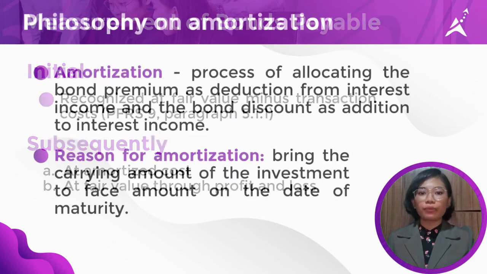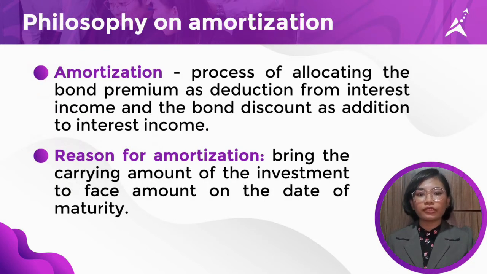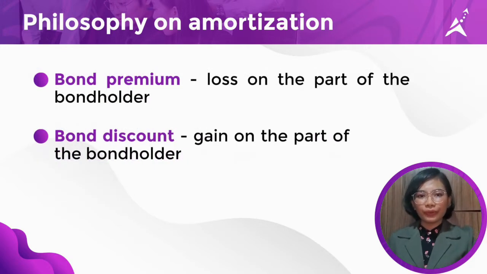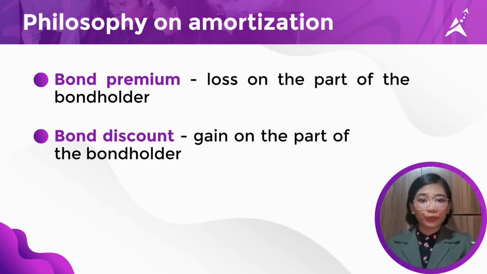As a refresher, amortization is the process of allocating the bond premium as deduction from interest income and the bond discount as addition to interest income. The reason of amortization is to bring the carrying amount of the investment to face amount on the date of maturity. These are the two important terms to remember, bond premium and bond discount. Bond premium is the loss on the part of the bondholder, while bond discount is the gain on the part of the bondholder. I hope you are still with me.